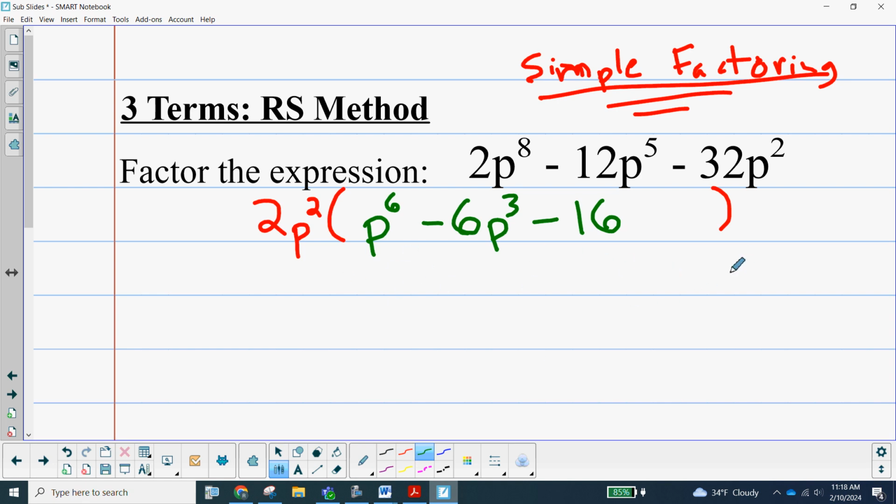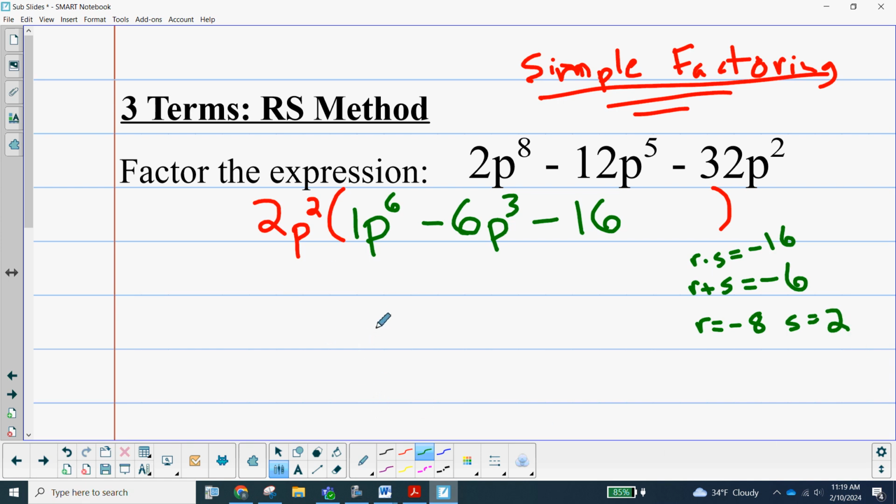RS still means the same thing. R times S is still A times C. So in this case, A would be 1, C would be negative 16, so that's negative 16. R plus S still has to equal B, that thing in the middle, so in this case, negative 6. So we need two numbers that multiply to negative 16 and add up to negative 6. In this case, I believe those are going to be negative 8 and positive 2.